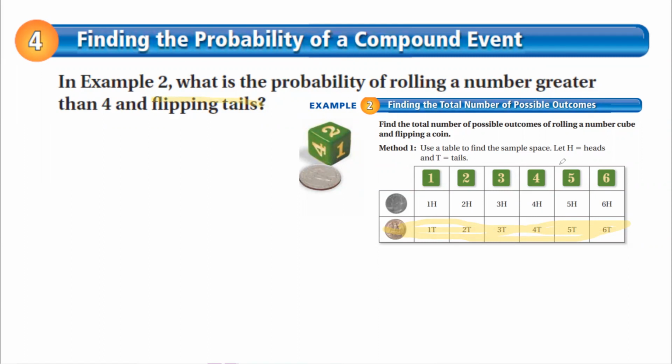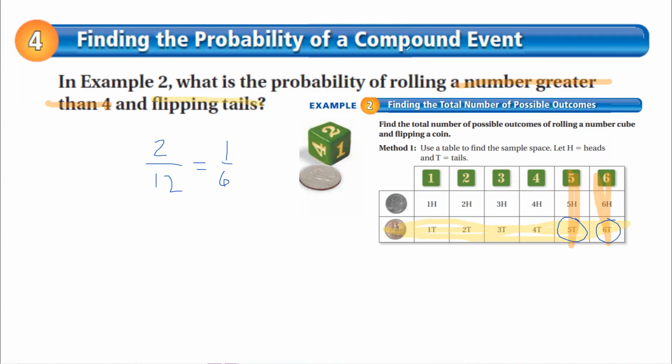So that satisfies the flipping tails portion of it. We also want to roll a number greater than 4. So the only numbers greater than 4 are 5 and 6. And so our favorable outcome, what we want, is going to be where those cross. And so when I'm looking at this, I see two places where they cross. Crosses right here and right there. And so that is two out of a total of 12 possible outcomes. We're going to simplify that fraction. So it's 1/6. And then that's going to be our answer.